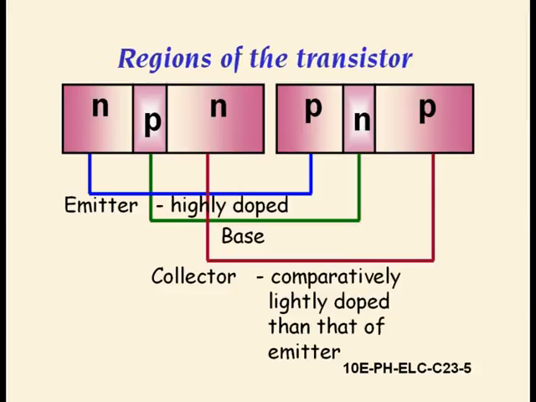The function of the emitter is to emit electrons or holes depending on the type of transistor into the base. The base controls the flow of charge carriers into the collector. Collector collects electrons or holes depending on the type of transistor from the base. The emitter-base junction is forward biased and the collector-base junction is reverse biased. This controls the reverse flow of current from collector to base.